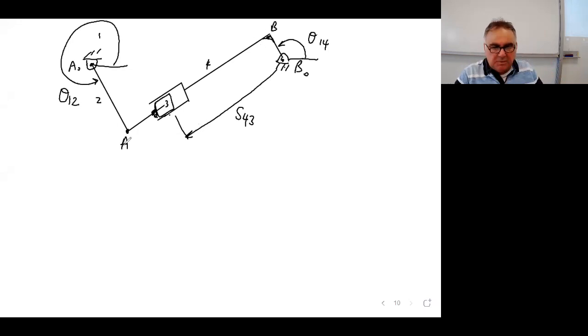Okay, this is the problem. It is again an inverted slider crank, but a kind of a strange one. First, we have to understand the link 3 is the piston moving inside this link 4. Okay. And link 4 is rigid here at point B. So there is no revolute joint at B.